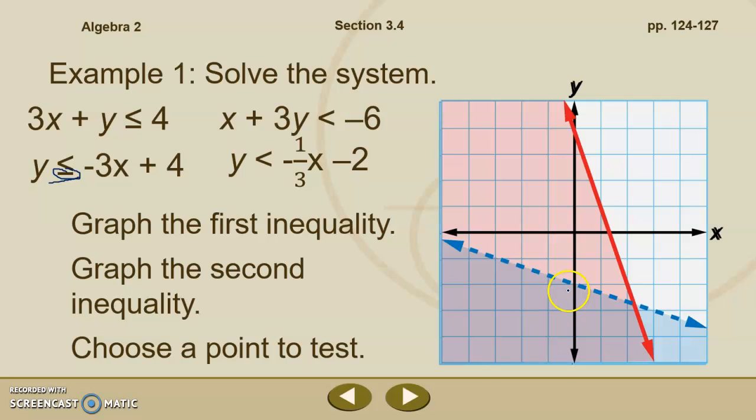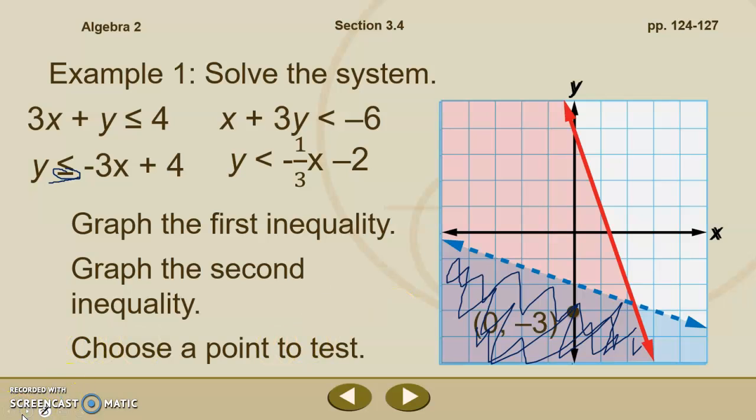And then you can see that there is a point of intersection, but instead of just one point of intersection, we actually have a whole region of intersection. This whole region is both red and blue. It satisfies both inequalities. We are going to choose a point to test, any point in the shaded region. When we plug that back in, it should make both inequalities true. If we choose, for example, (0, -3), and we plug that back in, we get that this is less than or equal to 4, and over here less than -6.